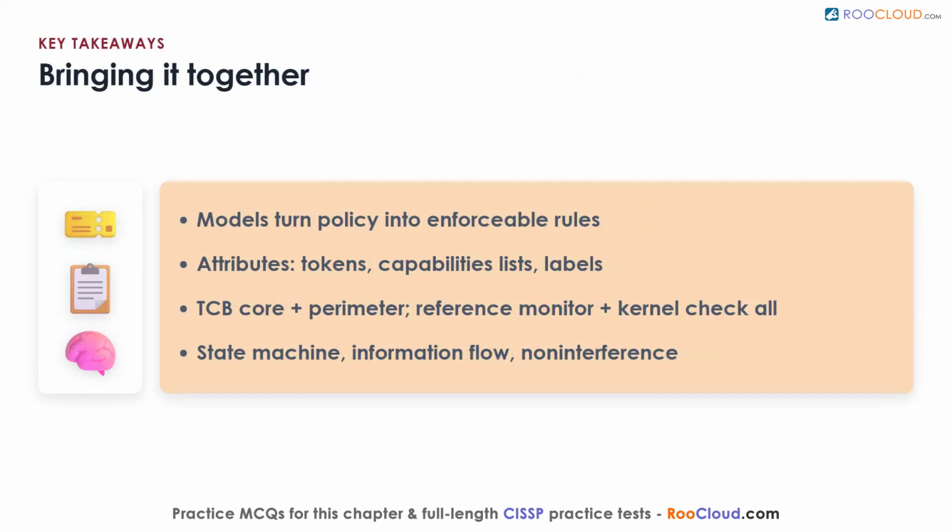So let's bring it together. A security model turns policy into enforceable rules, and objects carry their attributes through tokens, capabilities, lists, or permanent labels. The trusted computing base is the small, trusted core inside a security perimeter, and the reference monitor, enforced by the security kernel, checks every single access. The state machine model keeps the system secure across every transition. The information flow model permits only authorized flows, and non-interference stops high activity from leaking down to low. These are the foundations, and the named models in the next part all build on them.